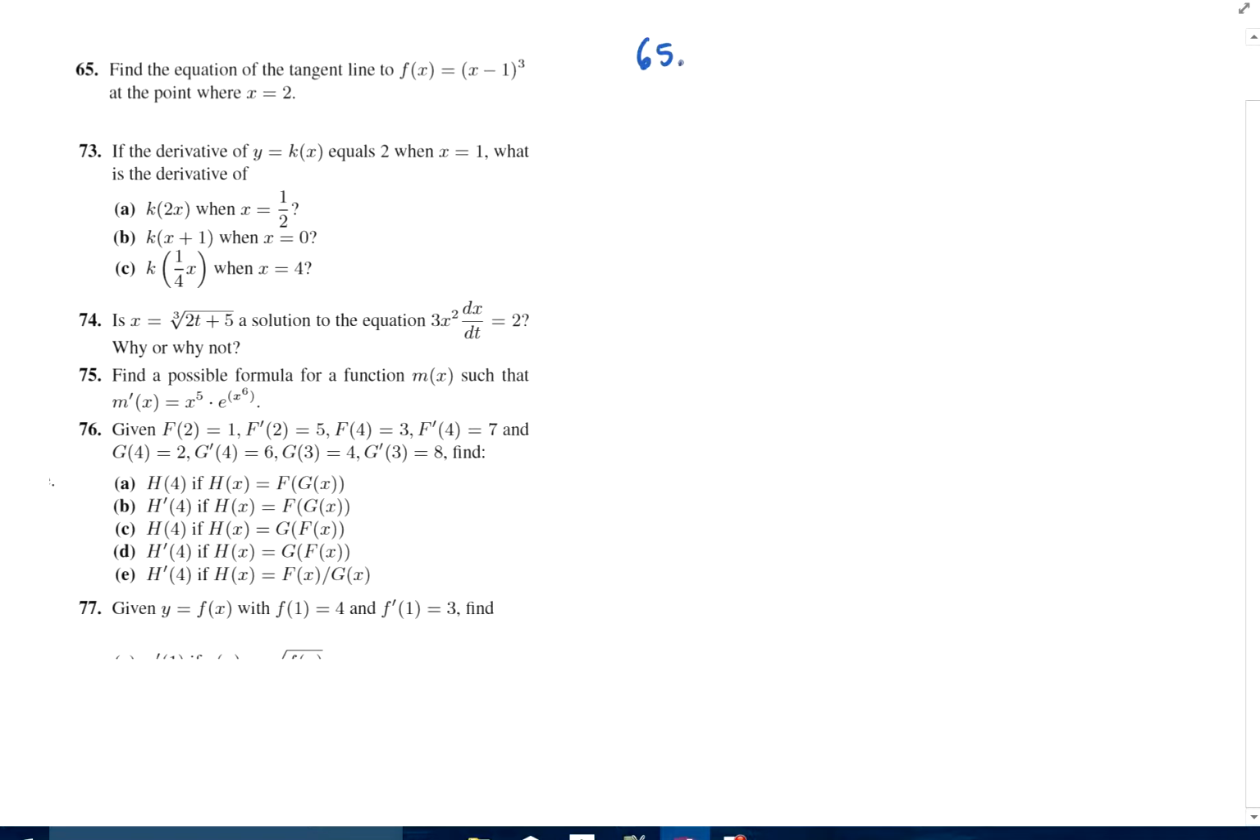Okay, 65. Equation of the tangent line where x is equal to 2. So when x is 2, we know that y is going to be 2 minus 1 is 1 cubed is 1. So there's my point.